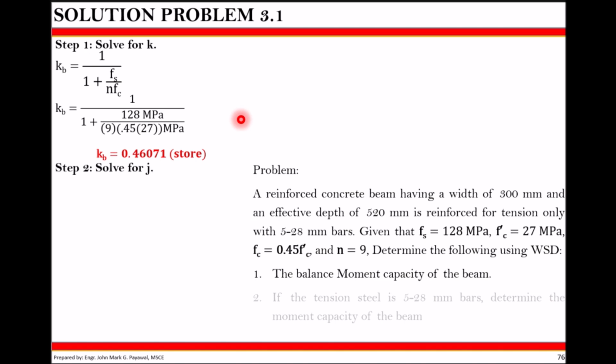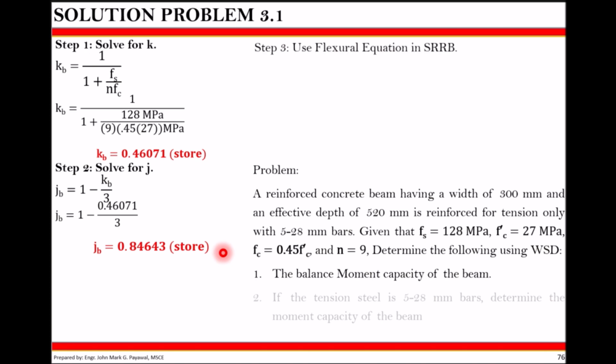For step number 2, solving for J, this is 1 minus Kb over 3. So again, pause the video if you want to, and then compute for Jb. Jb would be equal to 0.84643. We store that, so you start by storing Kb at A, and then Jb at B.